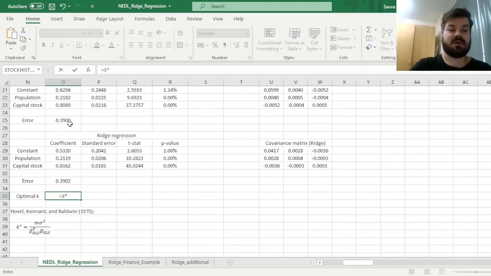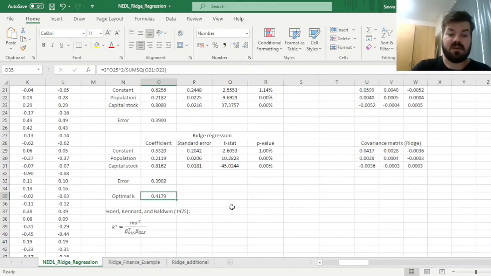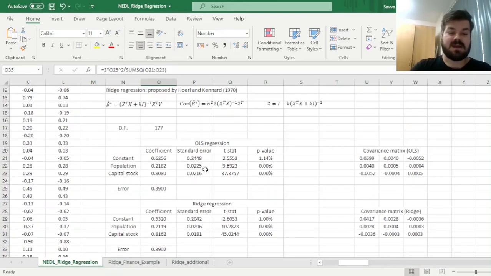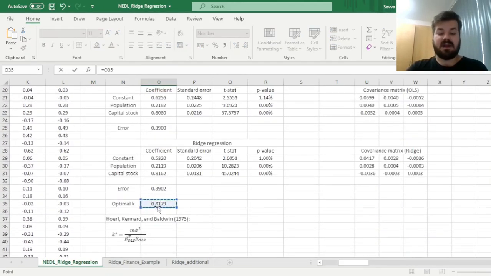the OLS model, which is over here, error squared, and then we have to divide by the scalar multiplication result of the initial OLS coefficients. So basically, it will be a sum squared of those coefficients. So we can input sum squared of OLS coefficients. And as our result, we get 0.4179. And that could be tracked back here as our optimal k value.